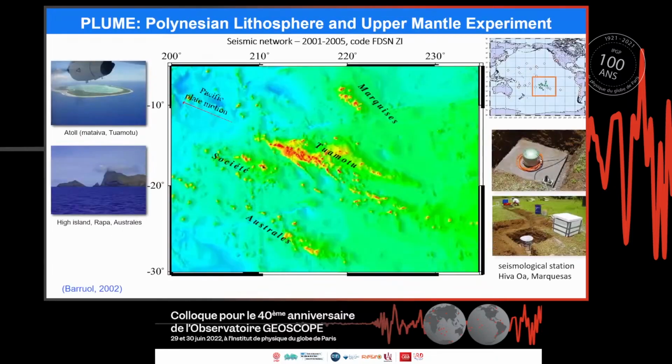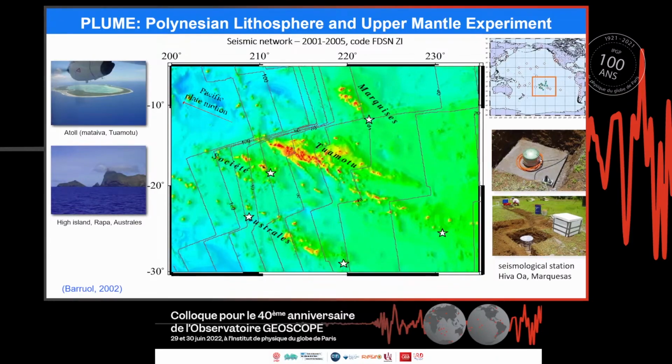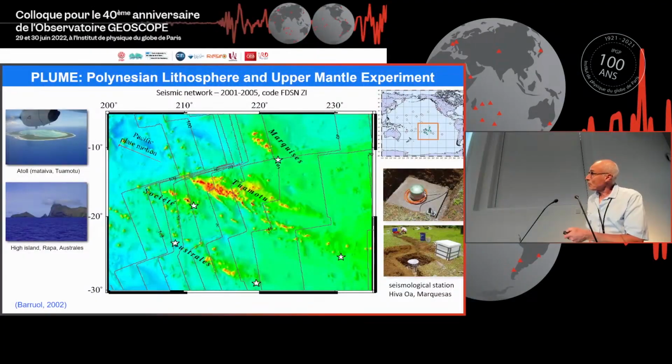In order to test this and to image the mantle structure and the mantle flow, we deployed some stations over the different archipelagos in French Polynesia. This is the hotspot track: the Society hotspot, the Austral hotspot, the Marquesas hotspot, and the Pitcairn hotspot here, lying on oceanic crust from 30 to about 100 million years old. So it's quite a large variation.